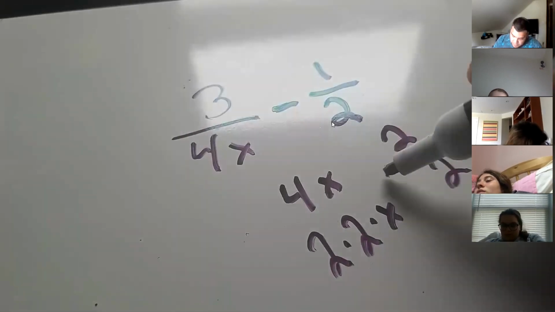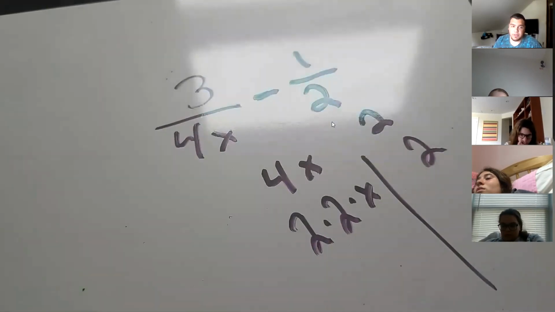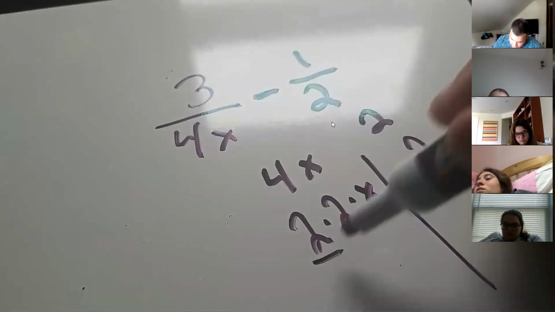So after we figure out the left and the right, we want to cross off what's in common. And the only thing in common between these two is a 2.